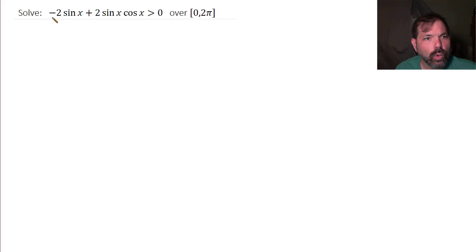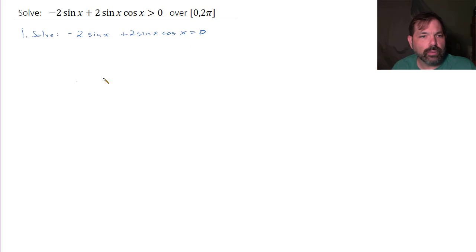So here I have the inequality negative 2 sine x plus 2 sine x cosine x is greater than 0, and I want to solve this over the interval 0 to 2 pi. Well, first we're going to solve the equation to find the roots, because if we can find where it's equal to 0, then we can tell where it's greater than 0 or less than 0. So first, I'm going to solve negative 2 sine x plus 2 sine x cosine x equals 0.